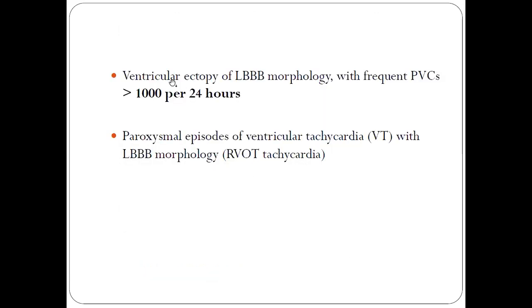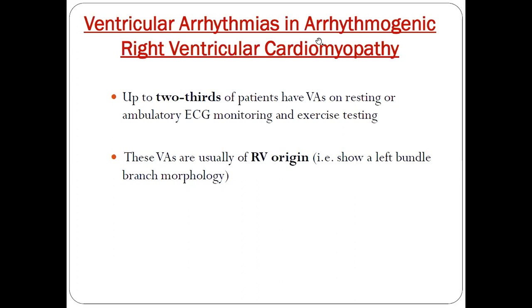So another important feature is ventricular ectopy. Generally, LBBB morphology ectopy can occur, with rates of more than 1,000 per 24 hours being very important. So paroxysmal episodes of ventricular tachycardia with LBBB morphology are called RVOT tachycardia. So, ventricular arrhythmias in arrhythmogenic right ventricular cardiomyopathy: up to 2/3 of patients have ventricular arrhythmias on resting or ambulatory ECG monitoring and exercise testing. These ventricular arrhythmias are usually of RV origin.